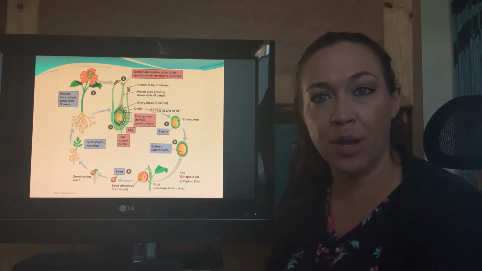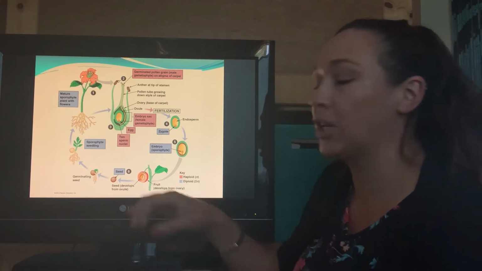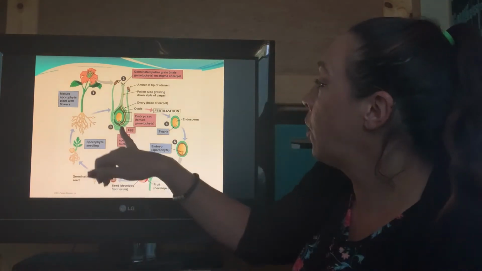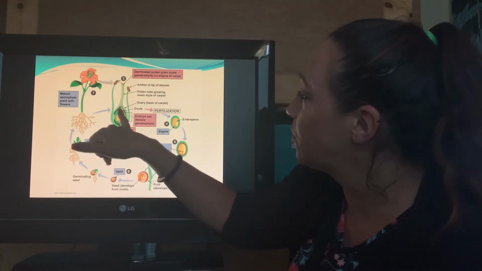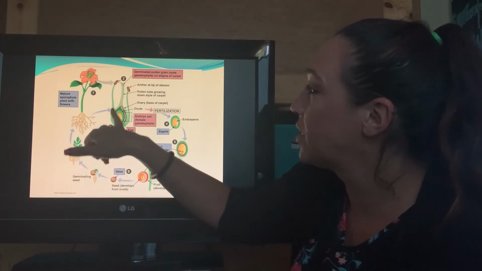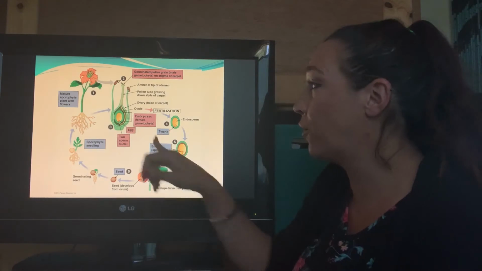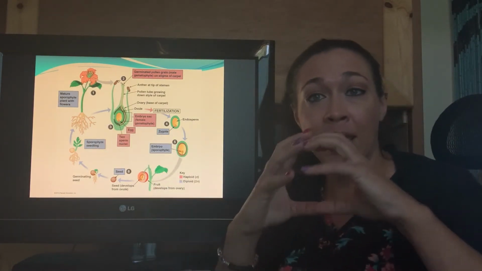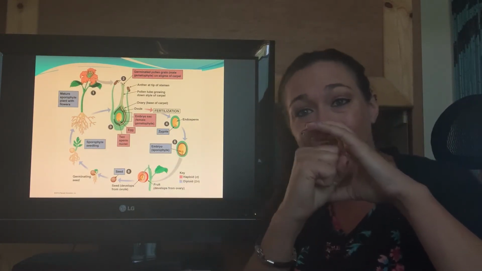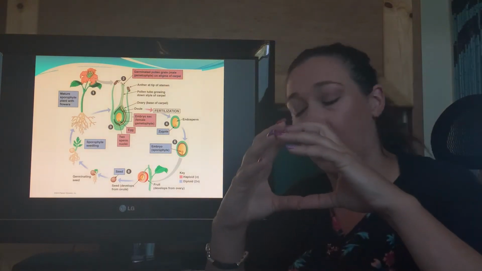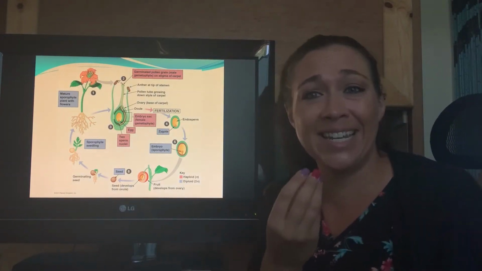So the seed actually comes from the ovule. The fruit actually comes from the ovary. So again, you've got your ovule, which is this part right here. You've got your ovary, which is this larger encasing part right here. So the fruit part, right, is the ovary part. And on the inside, that's going to be the ovule part. So like a seed would be the ovule.